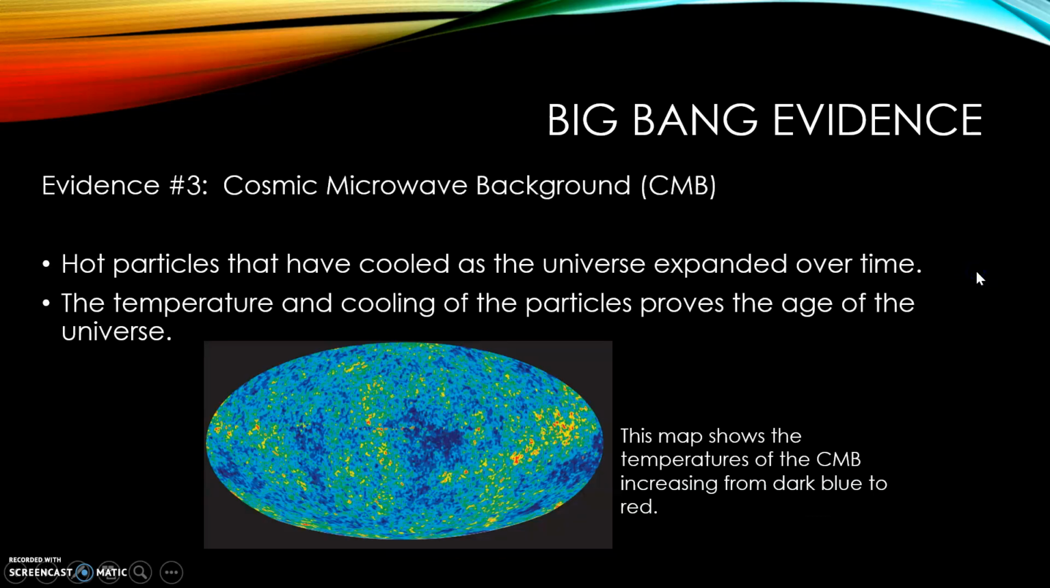And then the last evidence is cosmic microwave background, or CMB. So this is a map that shows temperature. And the dark blue shows all the way to the reds. We have yellows and greens mixed in there. And basically it shows that hot particles that have cooled over time because the universe has expanded over time. So the temperature and cooling of these particles helps prove the age of the universe.